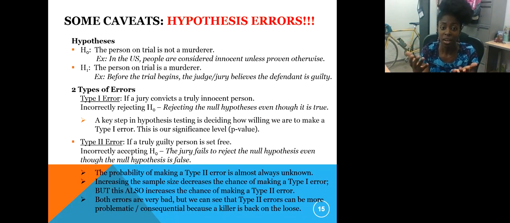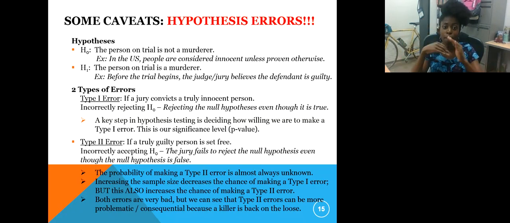But as we do that, and there's a big but, it also increases our chances of making a type 2 error. So as we decrease our type 1 error by increasing sample size, we're increasing type 2 error, and we have no way of controlling that.